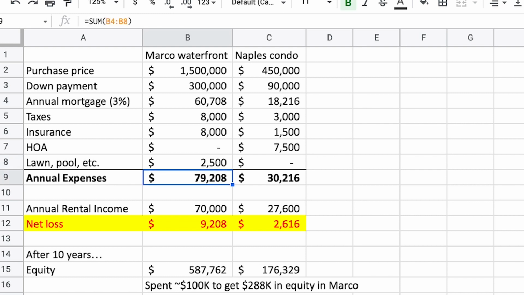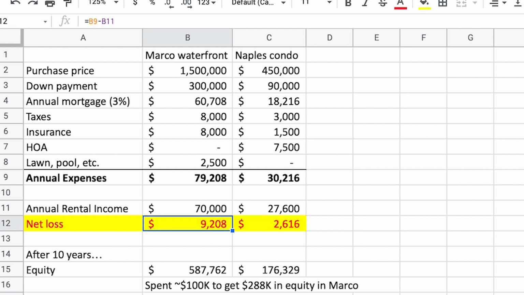But as we run down, you can see that the annual expense total on Marco is nearly $80,000, a little over $30,000 in Naples. Your rental income on Marco on this type of home, just to be conservative, you can expect around maybe $70,000. In Naples, $27,000, $28,000, again, probably at the conservative end.